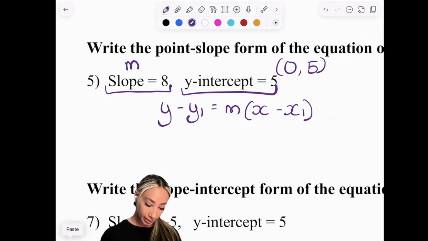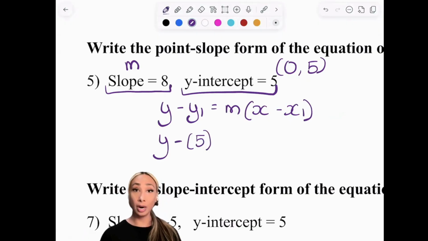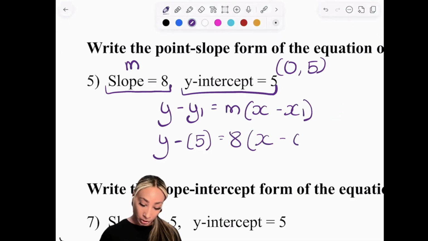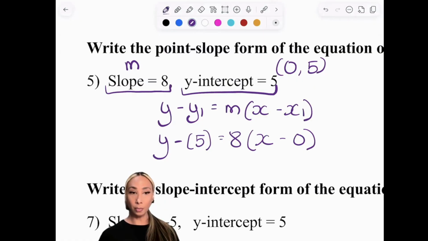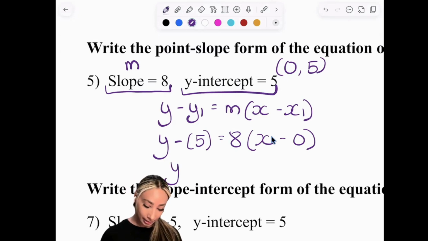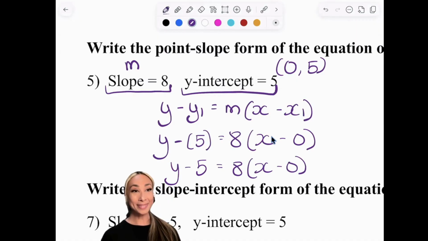And then here's our point. So we're gonna go y minus 5. Again, I'm gonna put it in brackets just to make sure I don't mess up any of my negatives, is equal to m. Well, m is 8. And then our x point is 0. So now I can look at this and say, all right, well, I have no negatives outside the brackets, so we love that. That means I can clean it up by making my equation look something like this. And that's my answer.